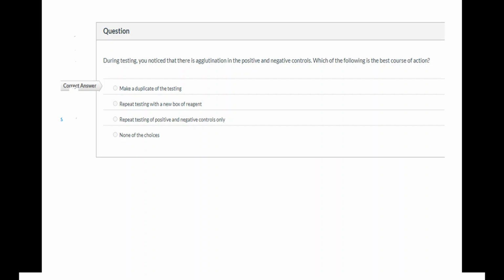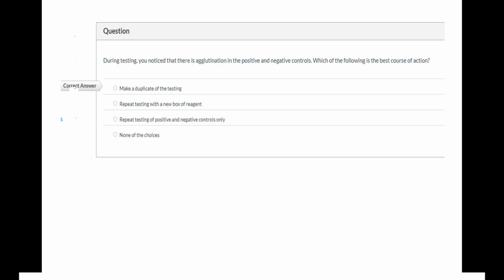But if during the repeat testing we still encounter the same discrepancy, that is when we are going to open a new box of reagent, because probably the previous box that we used is already contaminated or the reagents have already degraded. Remember that reagents become unstable once they are opened, even if we store them properly. But storing them properly will help to preserve the shelf life of the reagents. It's just that there will really come a time that the reagents will degrade.